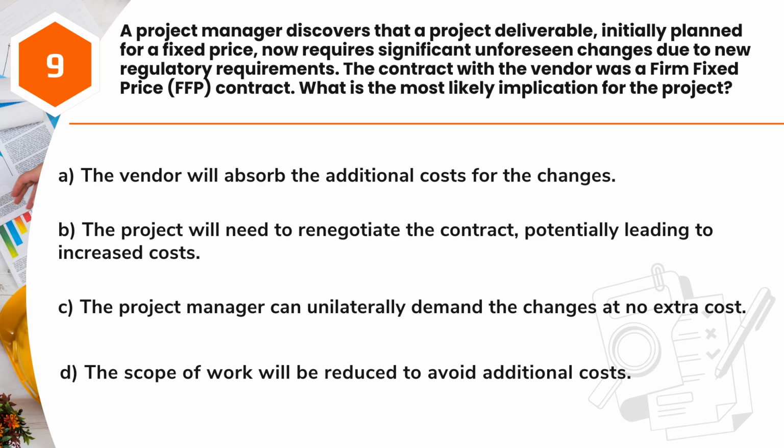Question 9. A project manager discovers that a project deliverable, initially planned for a fixed price, now requires significant unforeseen changes due to new regulatory requirements. The contract with the vendor was a firm fixed price, FFP, contract. What is the most likely implication for the project? A. The vendor will absorb the additional costs for the changes. B. The project will need to renegotiate the contract, potentially leading to increased costs. C. The project manager can unilaterally demand the changes at no extra cost. D. The scope of work will be reduced to avoid additional costs.